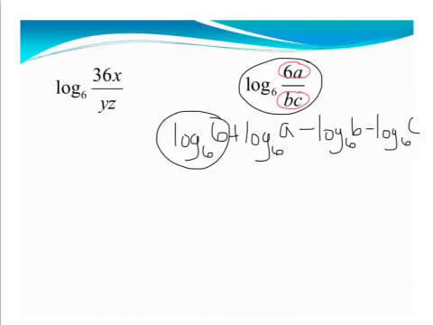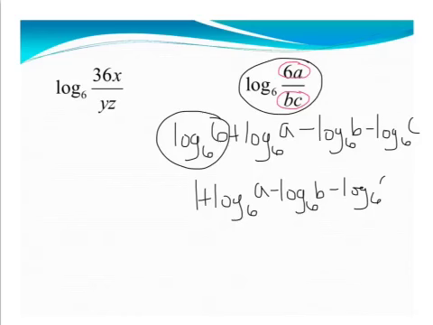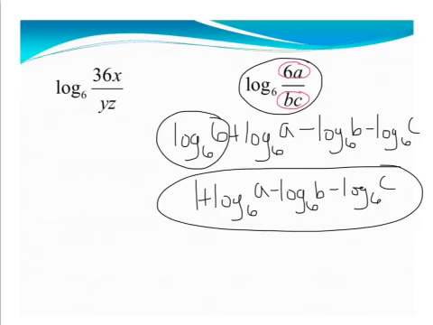Now I'm almost done, but I look over here and I see log base 6 of 6, and that reminds me of the first slide that we went over, which means that that's going to be 1. Then we have plus log base 6 of a minus log base 6 of b minus log base 6 of c. And that's my final answer, completely expanded from what we had before.